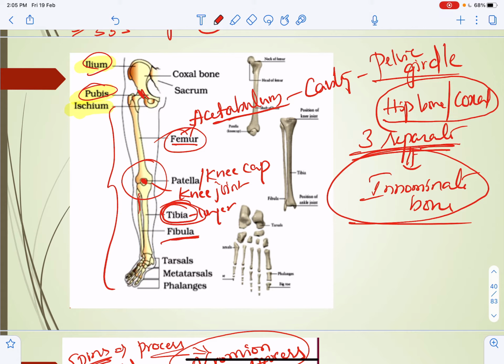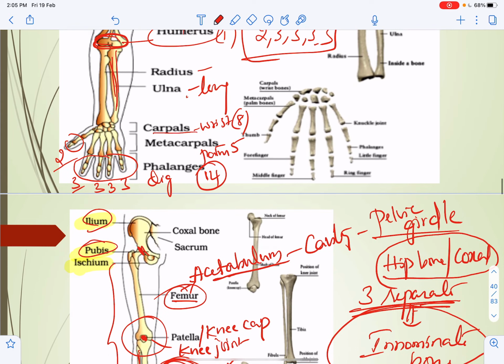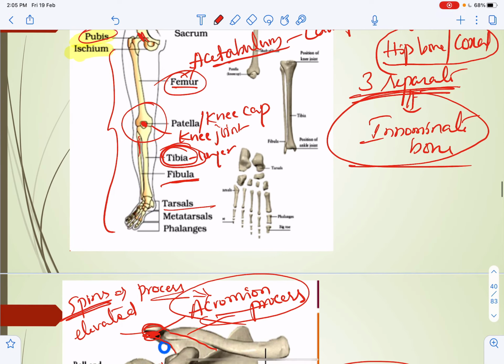Same thing here: in the forelimb we have carpals, metacarpals and phalanges, and here we have tarsals, metatarsals and phalanges. Tarsals form the ankle bones, and metatarsals form the sole bones. The ankle bones are 7. There, carpals are 8, here tarsals are 7. One reduces, but that is compensated by the patella, an extra one. That is why the number is equal in both hind limb and forelimb. Phalanges are the same, and the formula is also the same: 2, 3, 3, 3, 3.